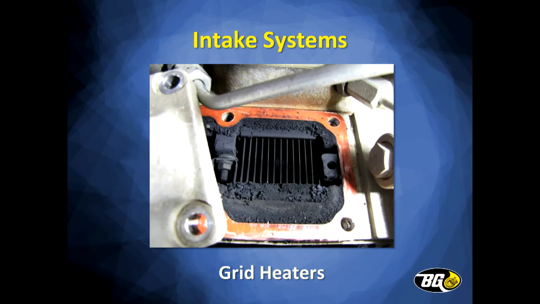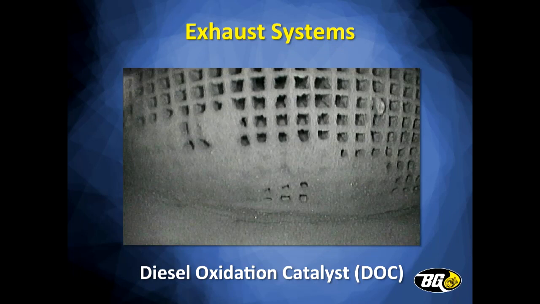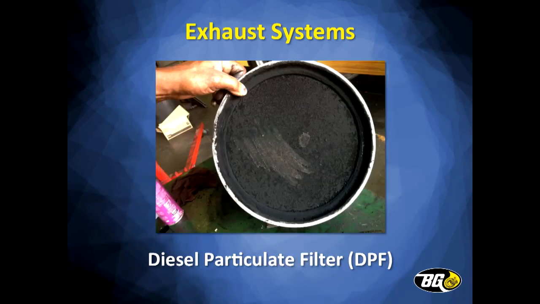Now, a grid heater is something that's used to heat the air as it enters the engine. They use this in place of glow plugs. This is typical Cummins, where you see a grid heater. Same soot in a grid heater or intake manifolds will eventually go through the cylinder and up inside the exhaust system. So you see it in your DOCs and your DPFs, diesel oxidation cats and diesel particulate filters.